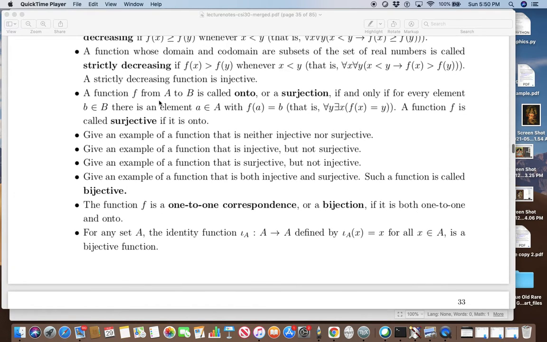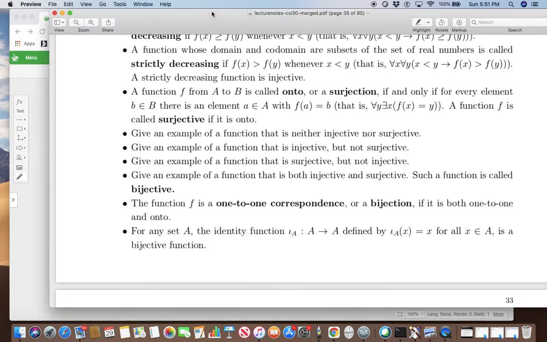A function f from A to B is called onto, or a surjection, if and only if for every element b in B there is an element a in A with f(a) equals b. That is, for every y there exists an x such that f(x) equals y. A function f is called surjective if it is onto. Give an example of a function that is neither injective nor surjective.